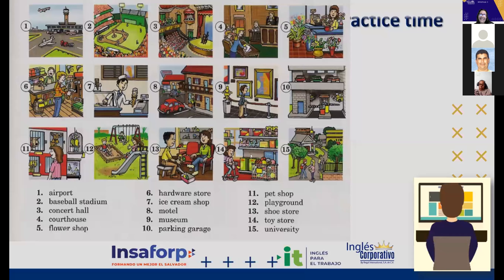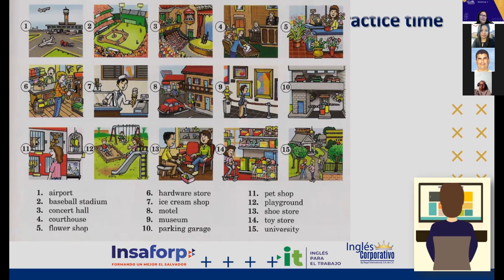Finish. Nice. Ok, voy a decir una descripción y ustedes me dicen de qué lugar me estoy refiriendo, ok? So, it's a place where you can buy shoes. Shoe store. Exactly. It's a place where you can study a career. University. It's a place where you can see a concert. Concert hall. That's right. It's a place where you can buy flowers. Flower shop. Exactly. It's a place where you can park your car. Parking garage. That's right. It's a place where you can get a pet. Pet shop. Exactly.